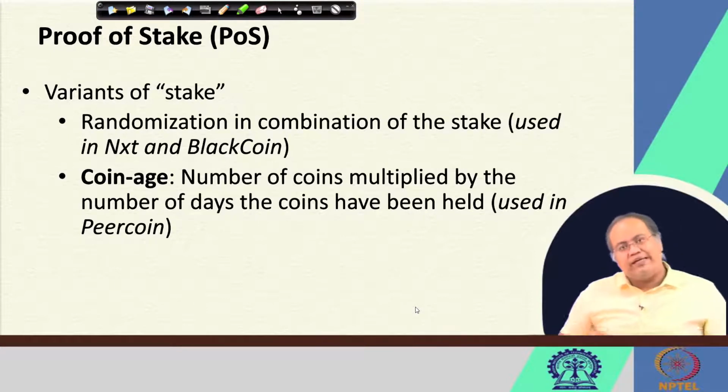Now, there can be different ways this stake is defined. One way, as I have said, is that the amount of Bitcoin that you have determines the proportion of newly mined blocks you can mine. So you can have a kind of randomization in the combination of stake, which is used in Nxt or Blackcoin. Another idea is to use something called the coinage.